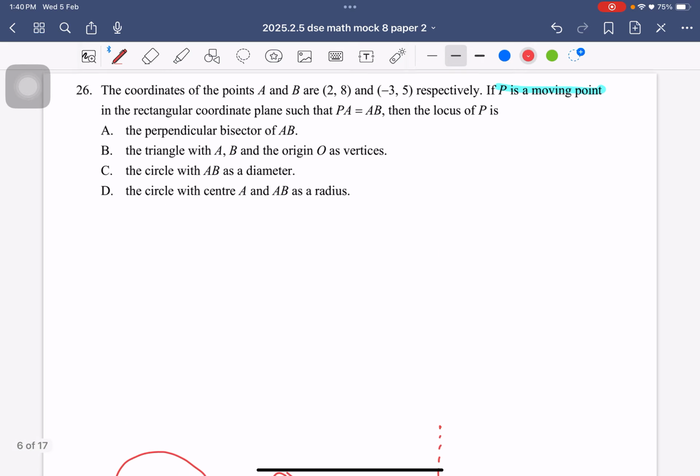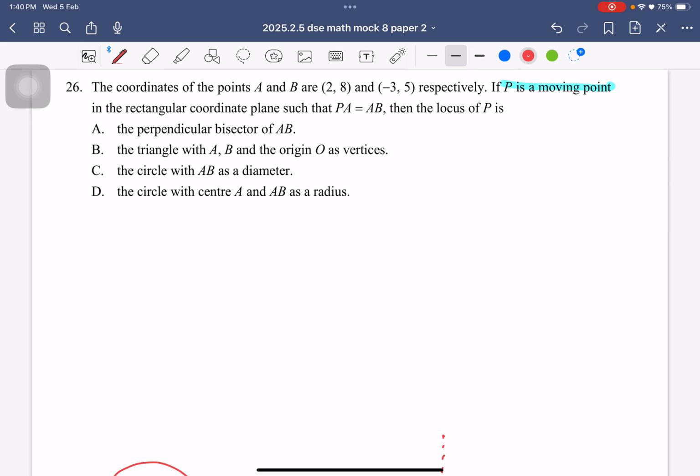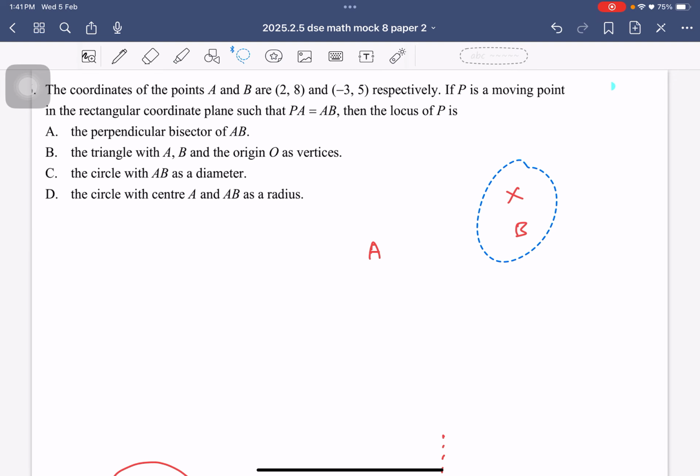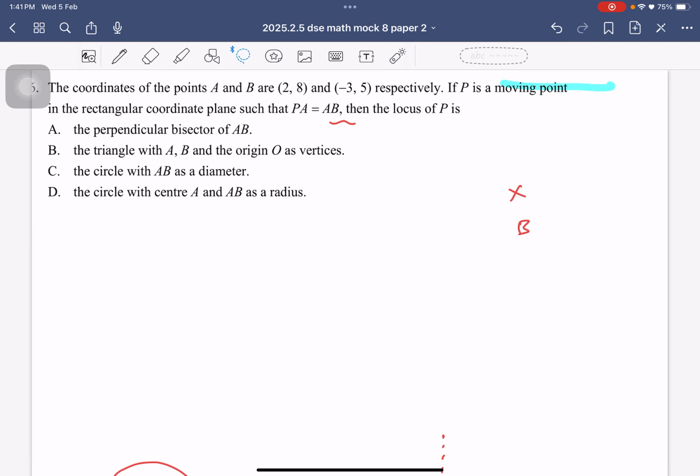Alright, so just look at the question first. We have two points, A and B, and P is the moving point such that PA is equal to AB. What does this mean? This is A, this is B, and we have PA. So the distance between P and A is equal to the distance between A and B. It's a circle, exactly, because we have a fixed distance. So AB is a fixed distance.